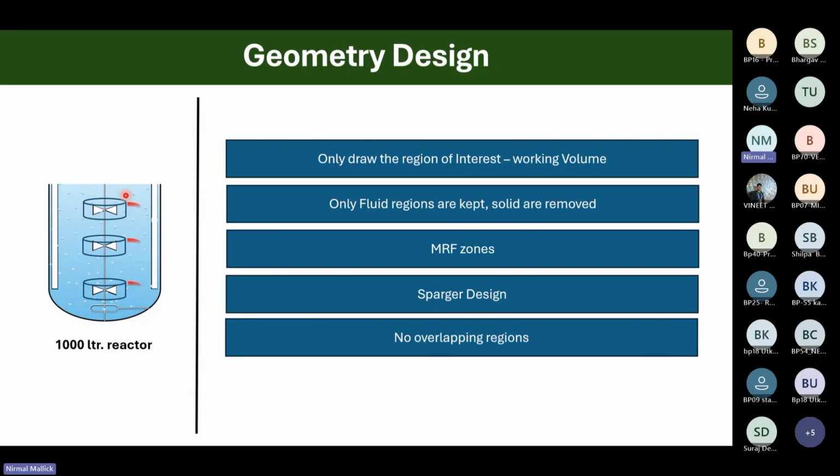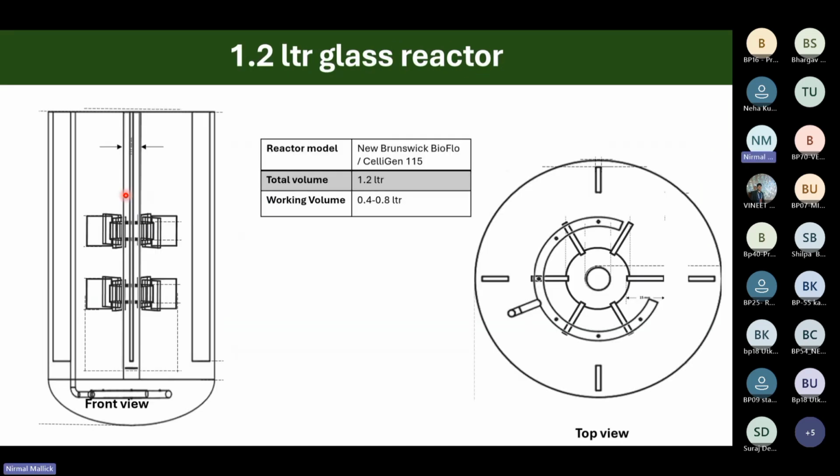Okay. Next, this is a 1.2 liter glass reactor from our lab itself. So this is how we design it. We take the measurements of all the parameters, and since the working volume is only 600 ml for this 1.2 liter reactor, we only consider this much region for our geometry. We do not need the entire headspace. Next is having the MRF zone, the rotating frame of motion.